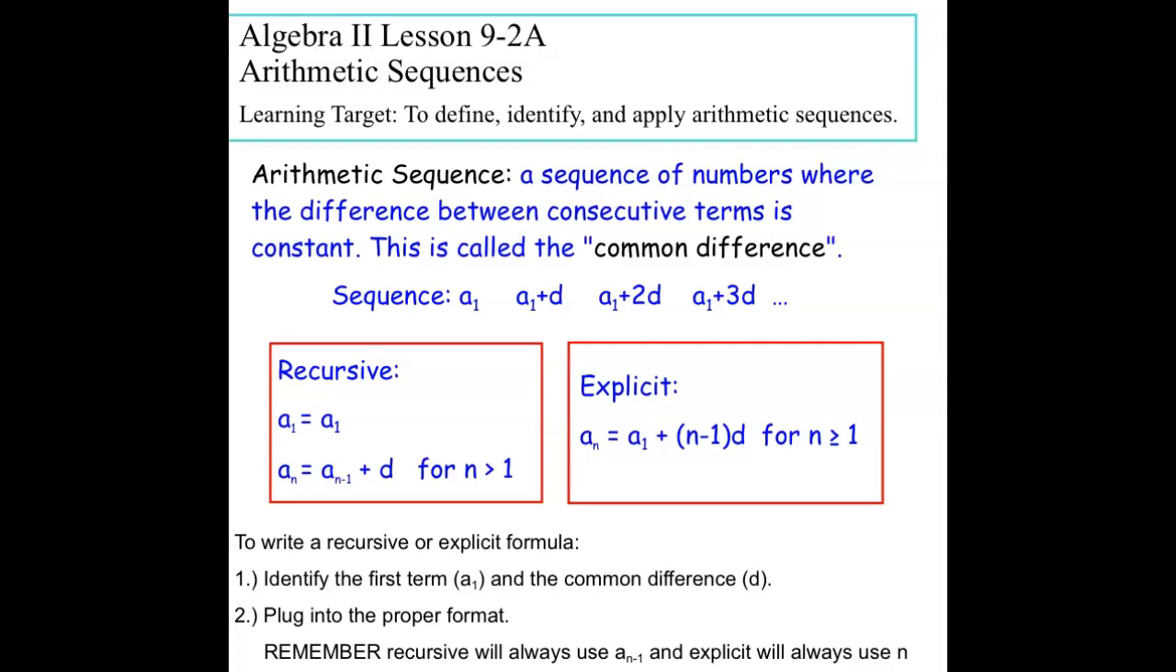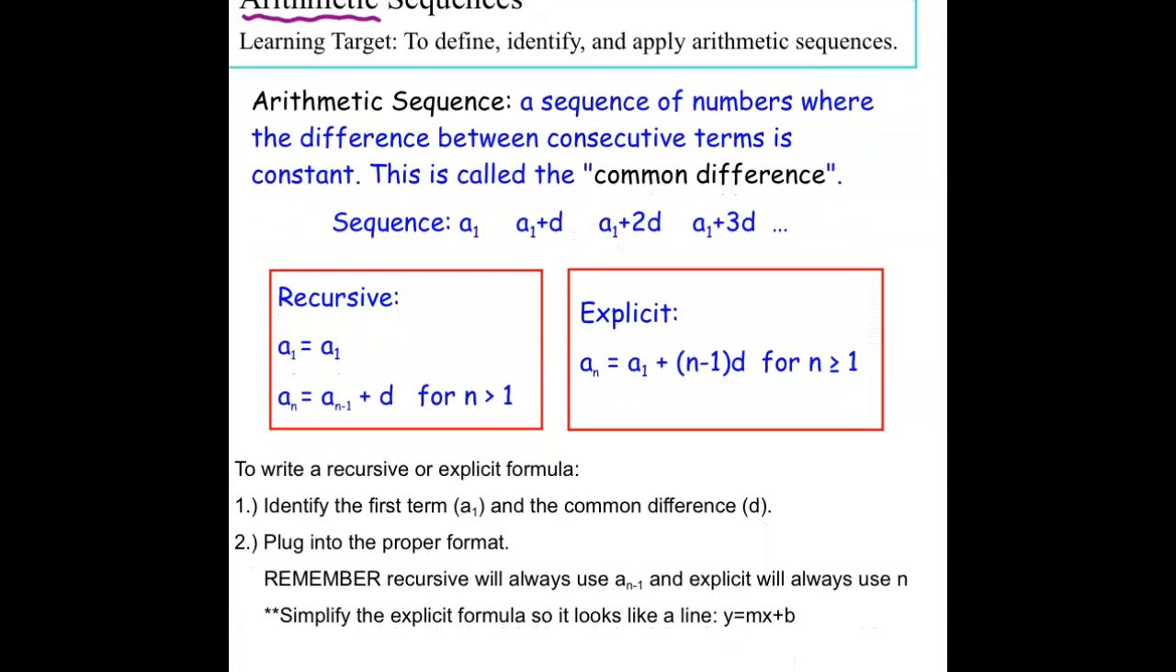All right, welcome back. Today we're going to look at a specific type of sequence called an arithmetic sequence. We're going to look at how to define, identify, and apply arithmetic sequences. So an arithmetic sequence is a sequence of numbers where the difference between consecutive terms is constant. We call this the common difference.